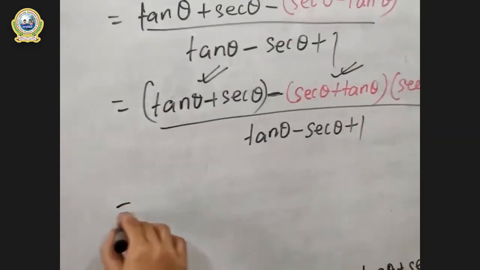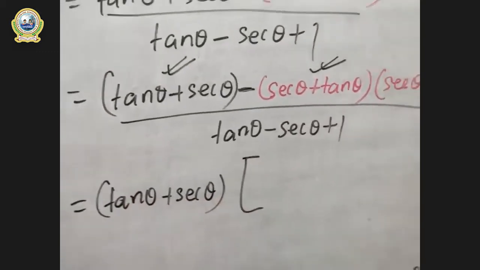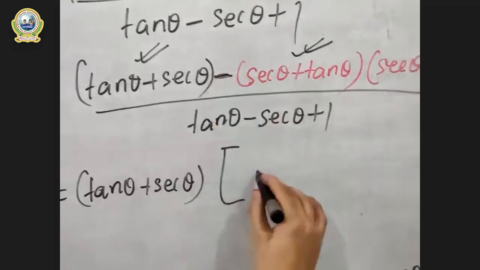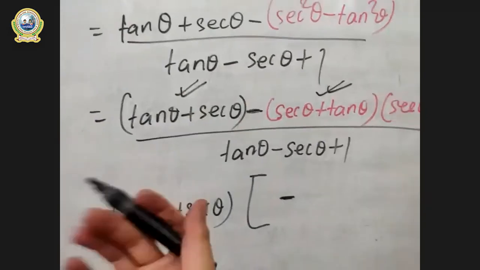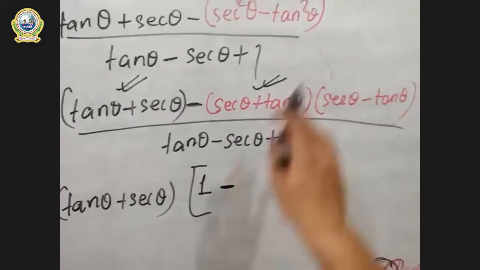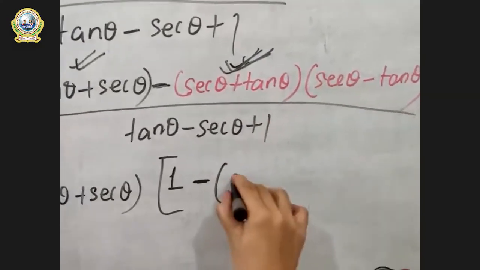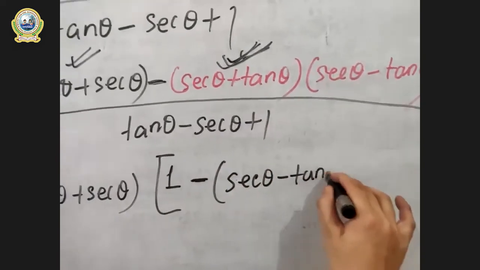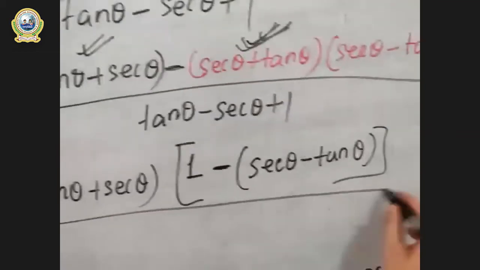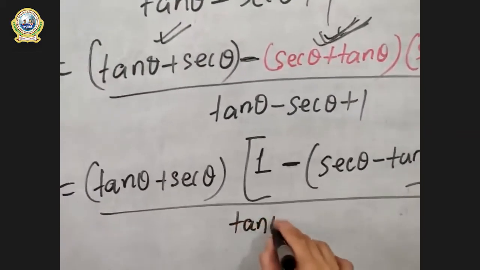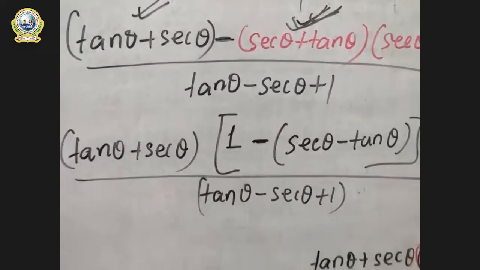So let's take the common, tan theta plus sec theta. This can be taken as common, right? So write this minus sign over here. In the left part, as we have taken the whole expression as common, we have just one left, right? In the right part, this is already gone as common. This part is left, and don't forget to use minus and bracket. Is this clear? And in the denominator part, we do have tan theta minus sec theta plus 1. Are you clear? This is very simple.